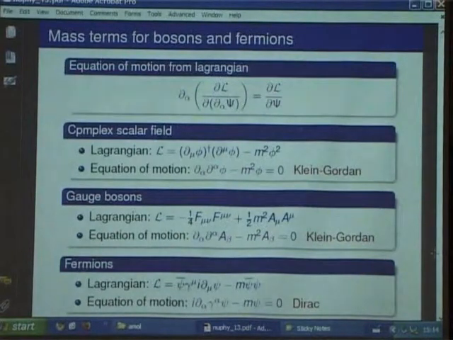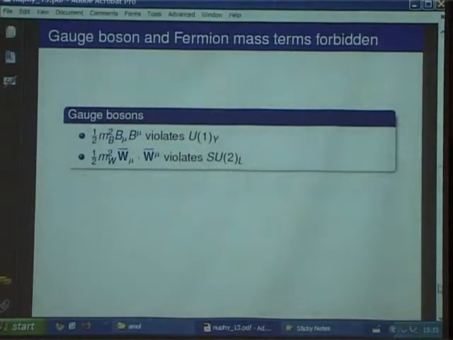So now our job is to find out mass terms in the Lagrangian. How do you create mass terms? Before we go to mass terms of fermions, this is gauge boson again. Again a repetition, but important to point out. We can't have a B_mu squared term because it will violate U(1). We cannot have a W_mu squared term because it will violate SU(2). We saw that.